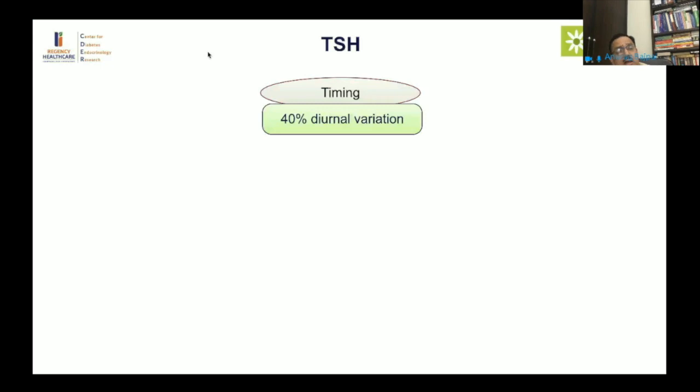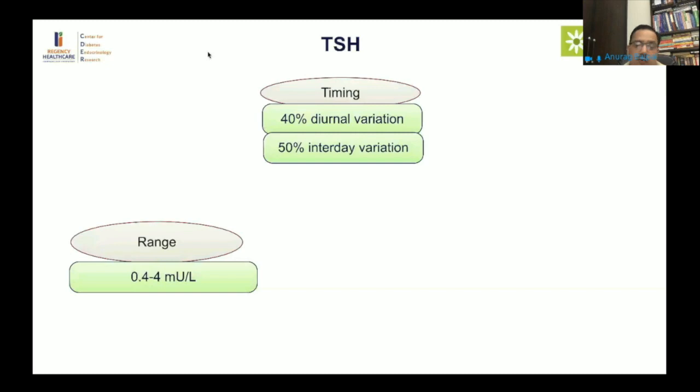So TSH is the most important test. It should be done. There is a huge diurnal variation of 40%. There is a 50% interday variation. The highest levels of TSH are at night time. But because the range is so wide, we can do it any time of the day.